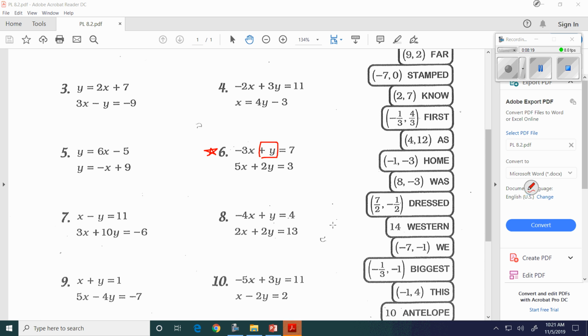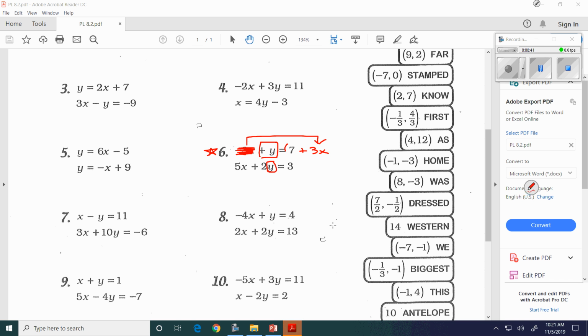Well, to get the y by itself, we have to move this term to the other side by using inverse operations. So since the left side it's a negative 3x, we're going to add 3x over here. And this cancels out. So now we're left with y by itself. y equals 7 plus 3x. Now we're going to substitute that in for y right here.